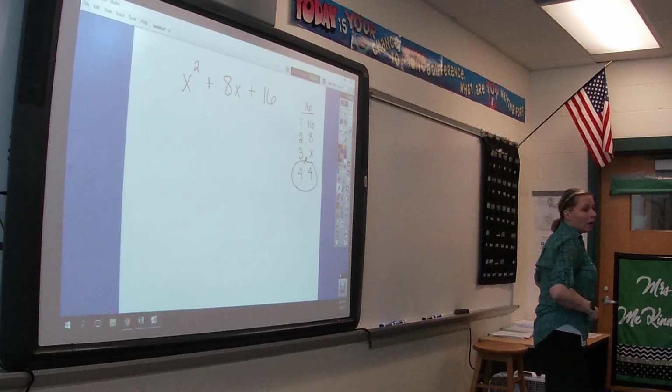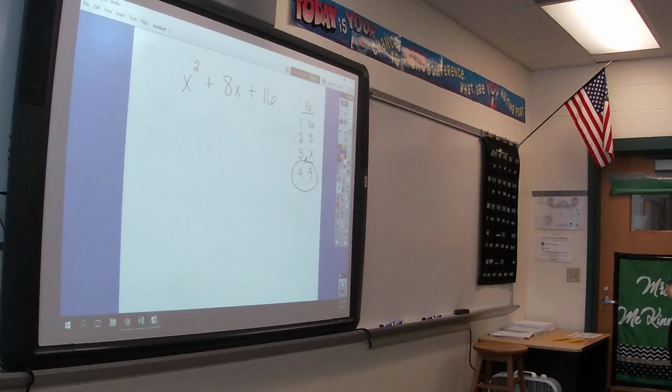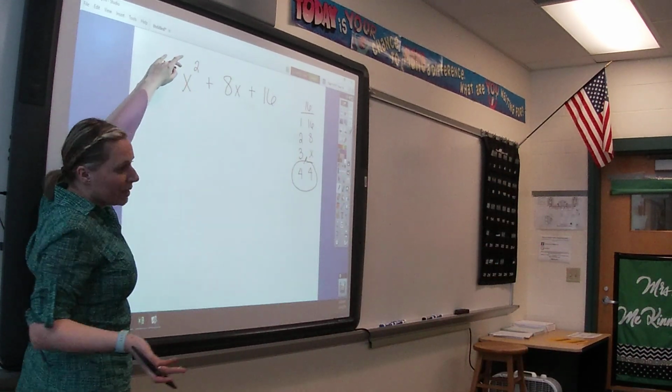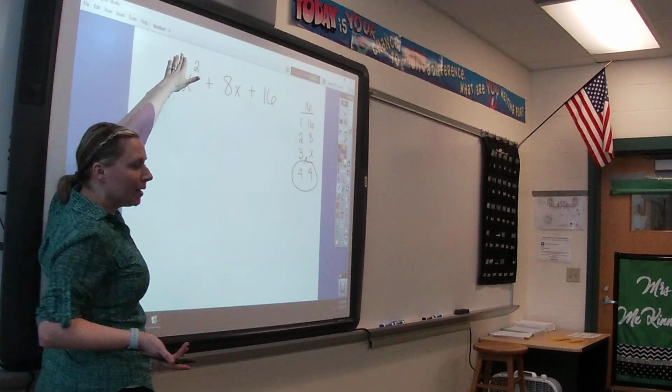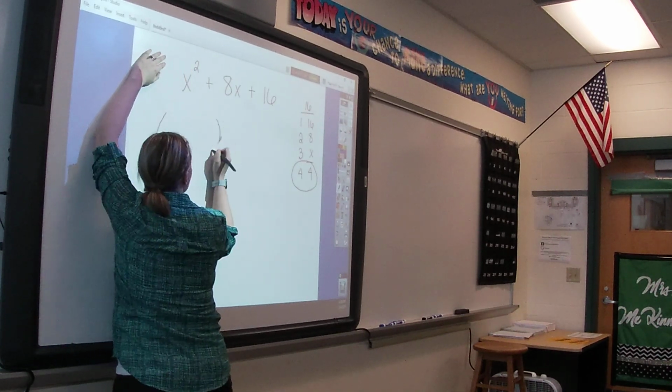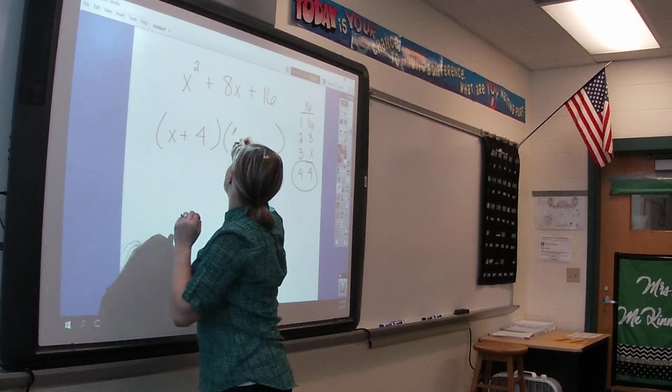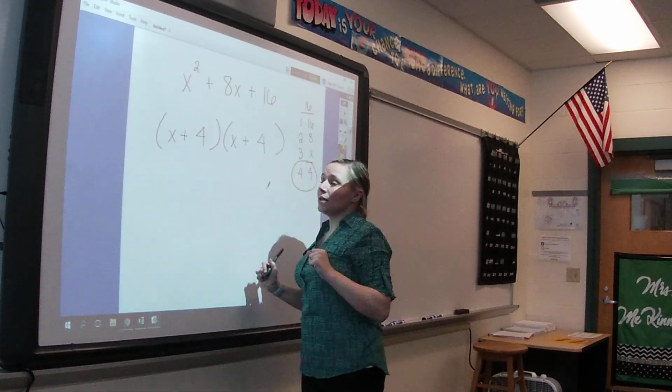Can we use the shortcut on this? Yes. There's no number here. Well, there is. It's a 1. We just don't see it, right? Which means we can use the shortcut. And this factors into an x plus 4 and an x plus 4.